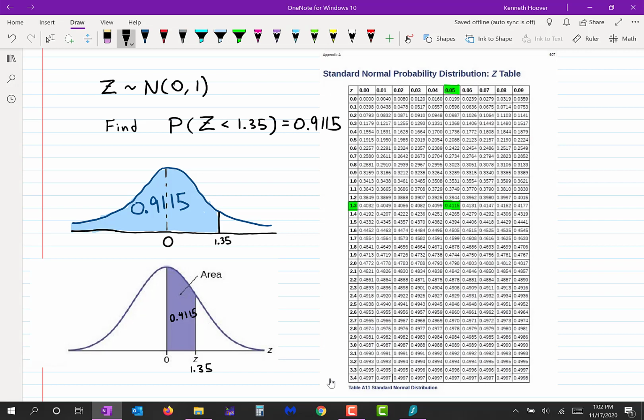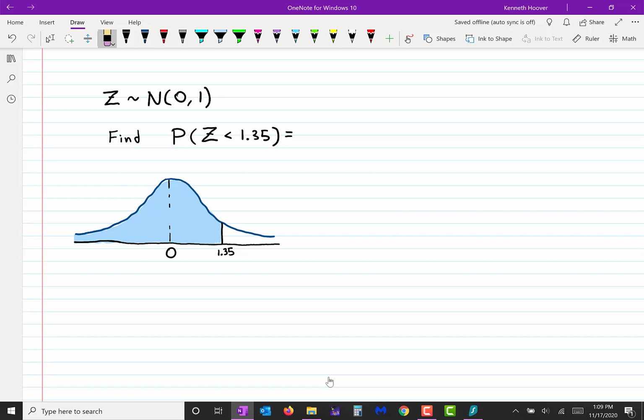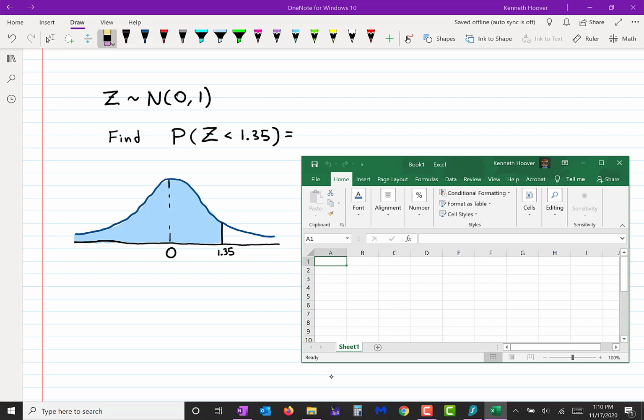Now, let me show you how to find the answer using Microsoft Excel. Okay? So let's get rid of this table. Let's go back to our original question here, where we had z is normally distributed with a mean of 0 and a standard deviation of 1, and it says find the probability that z is less than 1.35. Now, if you have access to Microsoft Excel, they have this command already built into it.